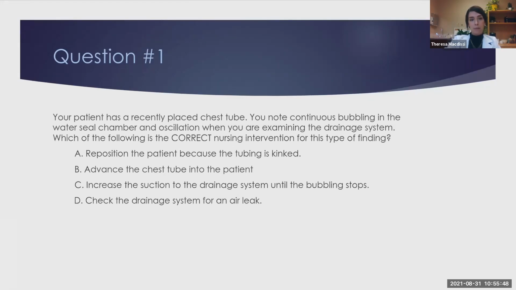Is it A, reposition the patient because the tubing is kinked? B, advance the chest tube into the patient? C, increase the suction to the drainage system until the bubbling stops? Or D, check the drainage system for an air leak? I will give you guys a little bit of time to look that over and come up with some answers.